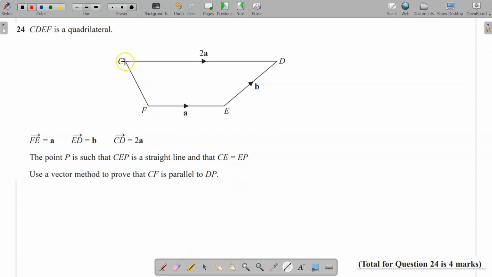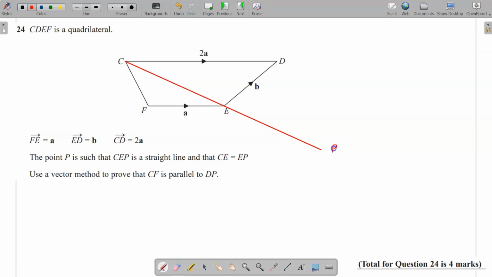So I'm just going to draw that straight line from C through E, then take the same distance again, and that will tell me where the point P is. Okay, so it's about the end of my red line there. Okay, so that's my point P.